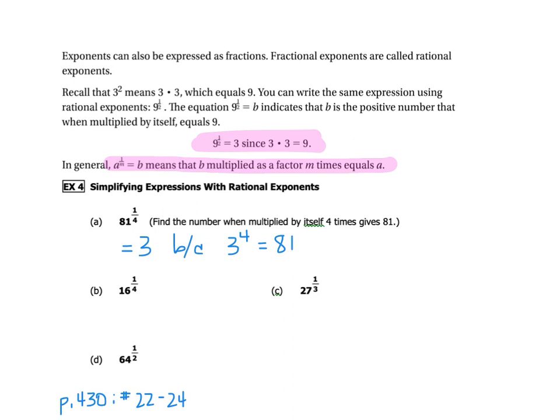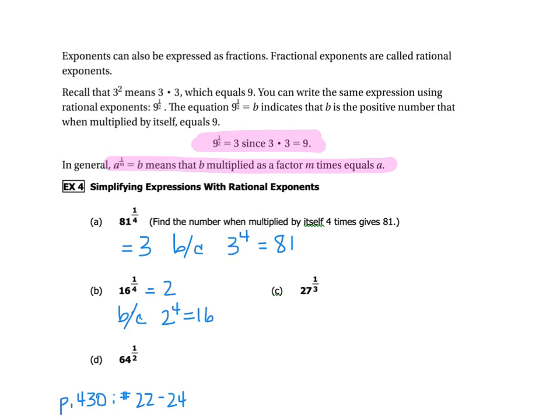All right, so these are some that you might want to think about memorizing, because I will tell you, you will need to do it in Algebra 2. Okay, so the next one, 16 to the 1/4 power. What multiplied by itself 4 times gives us 16? That would be 2, because 2 to the 4th power equals 16.